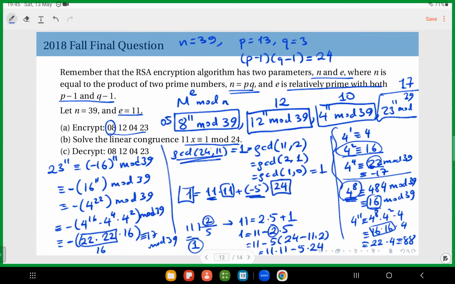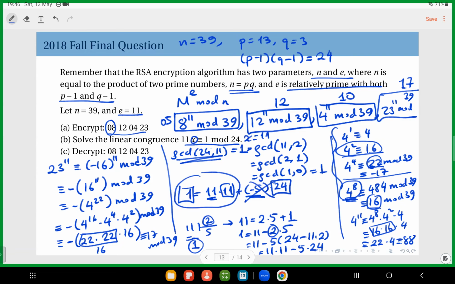And obviously under modulo 24, I do not care about this one because that's congruent to 0. And that means under modulo 24, 11 times 11 is congruent to 1, meaning that x here should be equal to 11, which is also correct. Well, you can just simply verify this because 11 times 11 is 121, which is 1 more than 120, which is 5 times 24, obviously. And therefore, the multiplicative inverse of 11 under modulo 24 is itself.